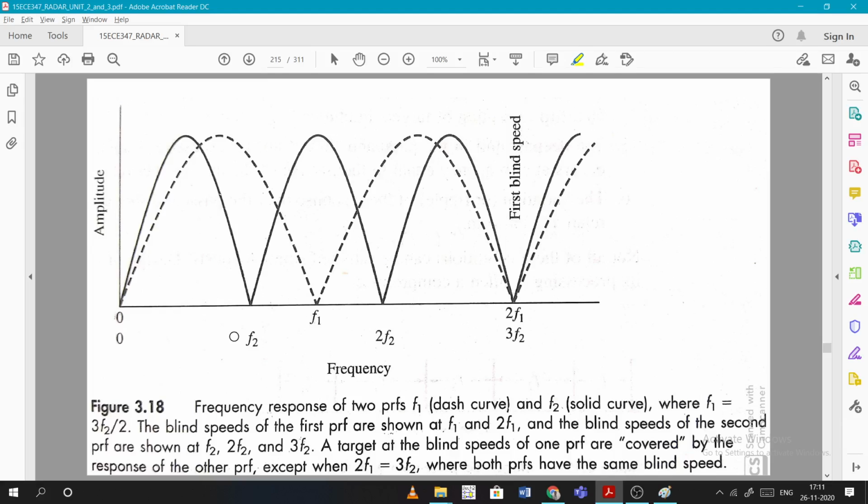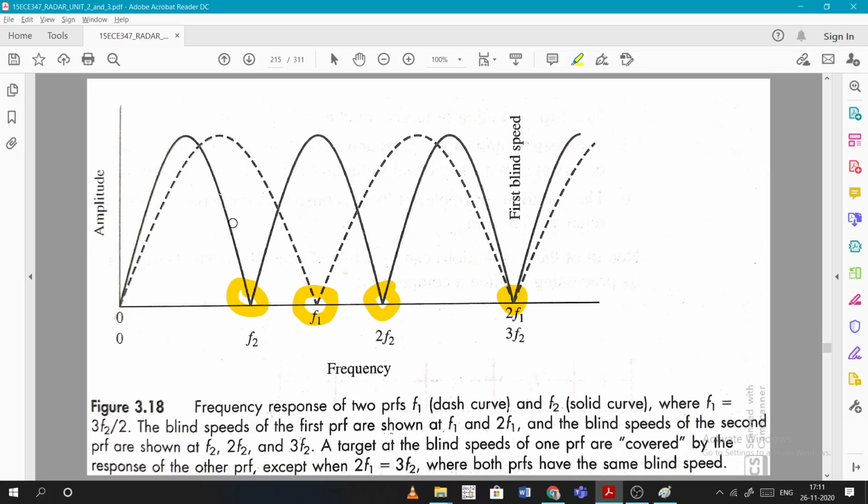Let's see how. Even if the targets are moving at a blind speed, we can still detect them. For the first frequency, the dotted line, we can see it goes down and comes up, right? At this point, we can't see the speeds, and also here. At the second pulse, we can't see here and here. But what happens? We are using two different frequencies.